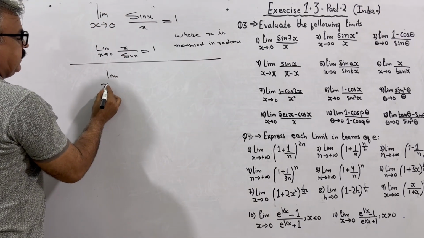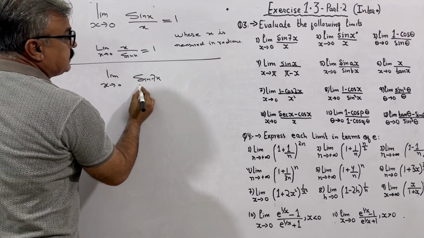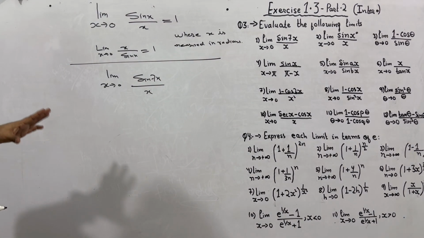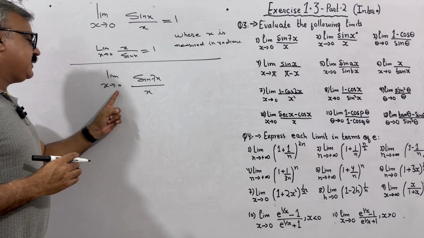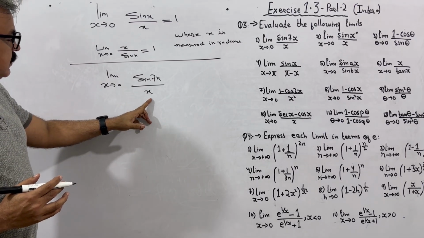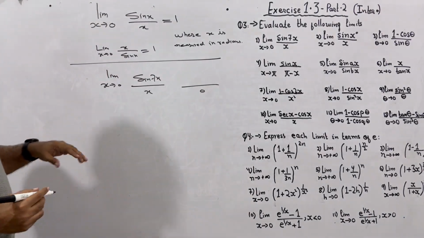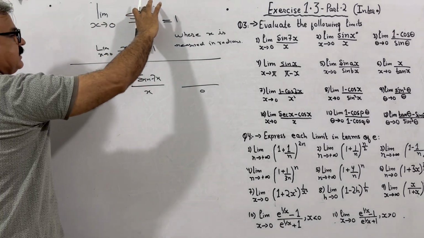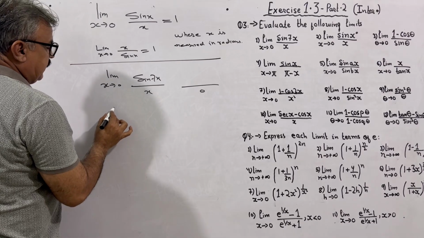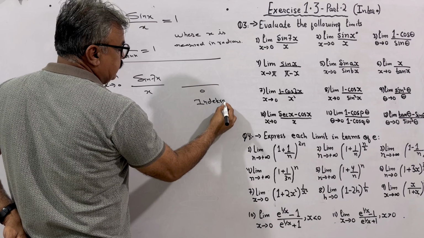Limit x tends to 0 of 7 sin 7x over x. First step, put the direct limit. It is a real number, 0, 1, 2, pi, whatever the case is. Here x is 0, so it is 0 over 0, an indeterminate form if we put the limit directly. But utilizing this identity, we can arrive at the result.